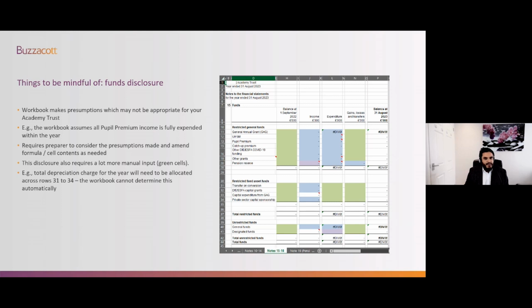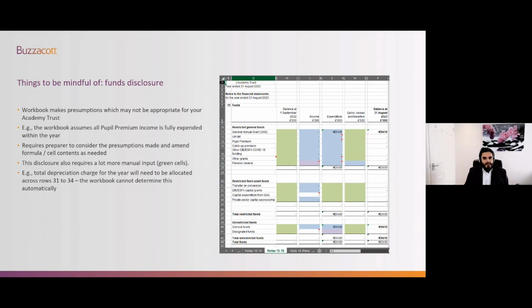Our template is set up to make certain presumptions regarding fund movements, but those presumptions may not be accurate or appropriate for your circumstances. To be fair, the first two columns should be pretty straightforward, though. The balance on the brought forward column is a green coloured cell, which will be hard typed from last year's accounts, and the income should generally be mapped out okay, depending on how detailed your chart of accounts is. It's rarely the expenditure column where a bit more attention is needed.